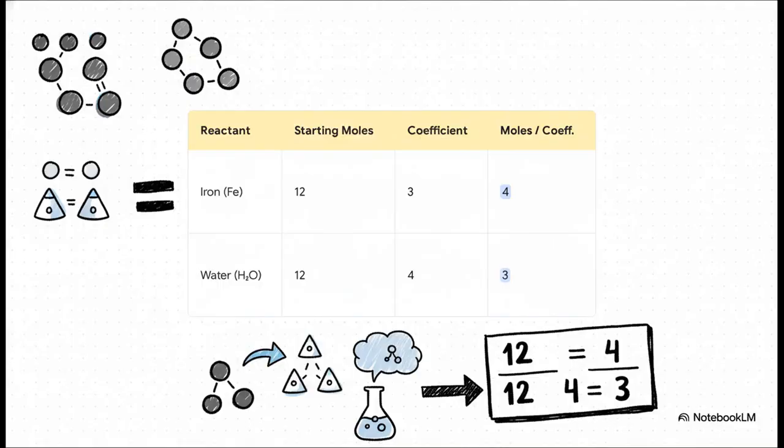Check out this perfect example. We start with 12 moles of iron and 12 moles of water, the exact same amount. So you might think there is no limiting reactant.